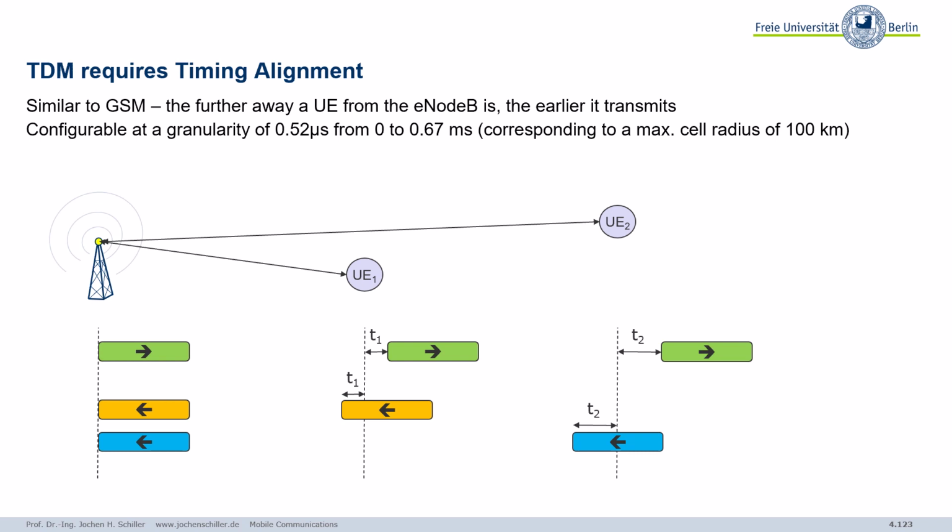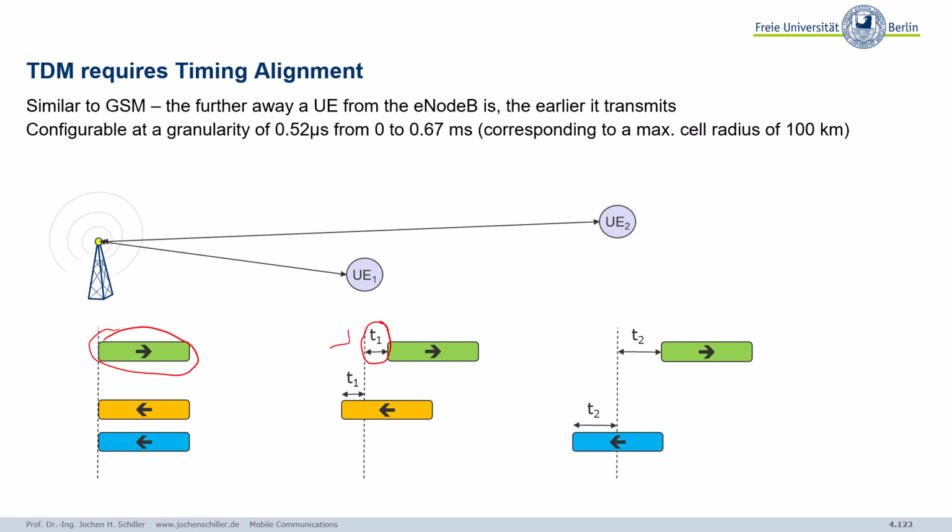The further away a user equipment is from the eNodeB, the earlier it has to transmit. So we have to configure the devices at a certain granularity. You see here 0.52 microseconds to adjust the sending, earlier sending, between 0 and 0.67 milliseconds. And that again corresponds to a certain cell radius. That's how we come to 100 kilometers. You remember GSM, 35 kilometers. That means if your eNodeB sends packets, you will receive the packets with a certain delay.